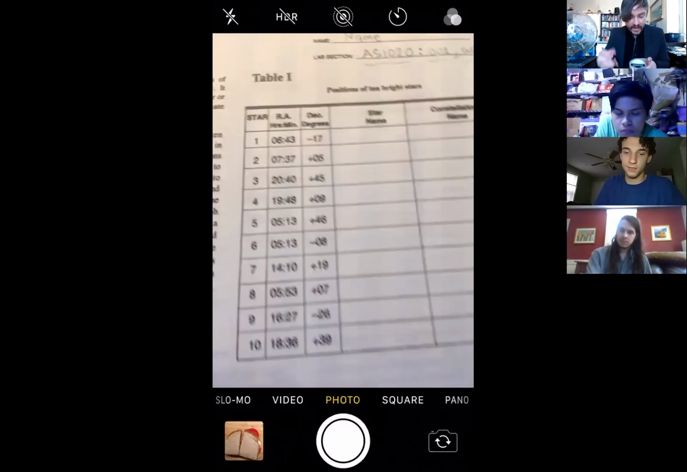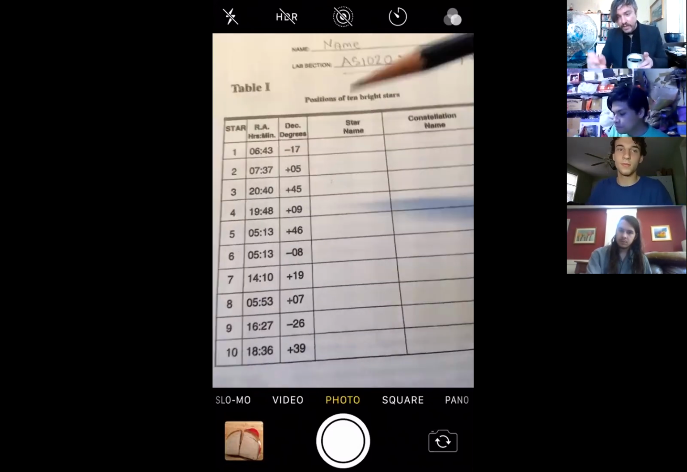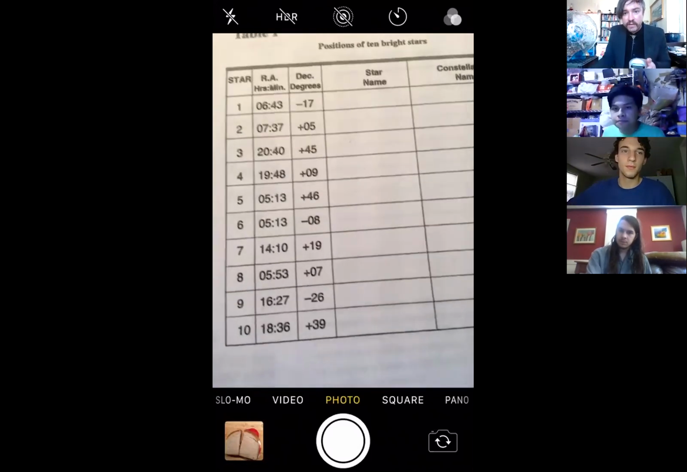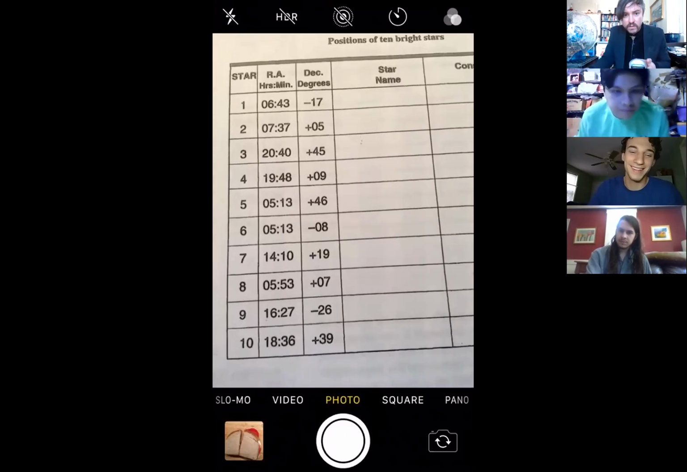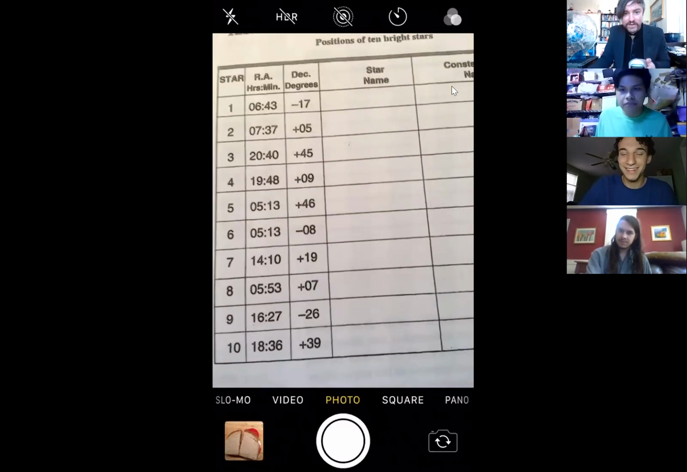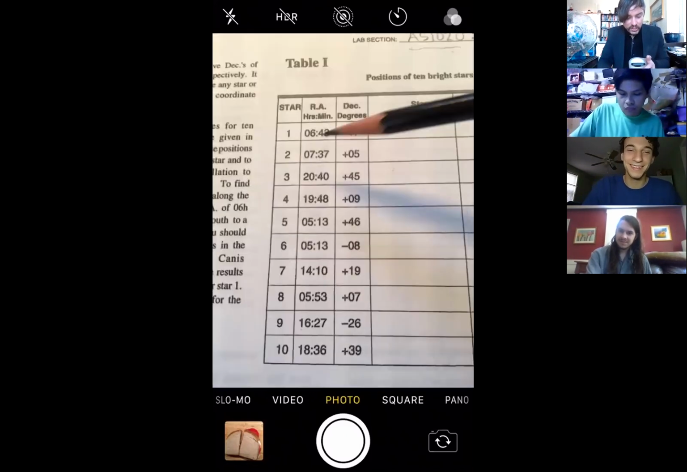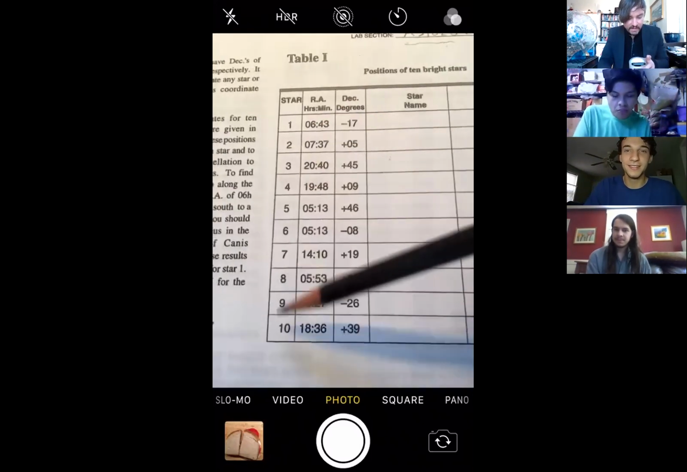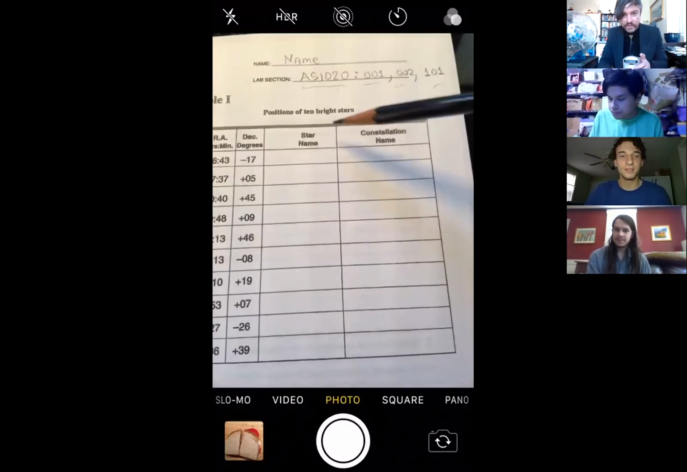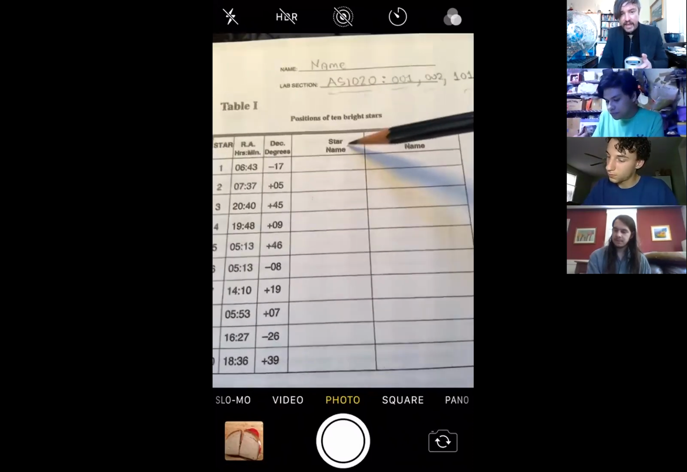Okay, so check out what we've got here. In the first category, hold on, let me check the chat. Okay, no doubt. All right, you can see the coordinates of the 10 brightest stars in the sky. These are the most famous stars in our sky. And we're going to find the name of the star and the constellation.